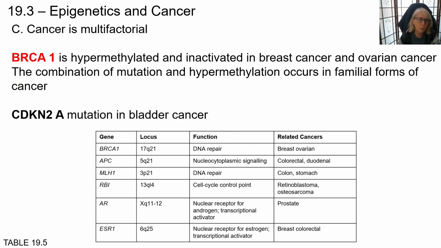The BRCA1, the breast cancer 1 gene, is hypermethylated. It is a gene that is supposed to be a tumor suppressor. If it's hypermethylated, that means it's inactivated, and it leads to the development of breast cancer, ovarian cancer, and other soft tissue cancers. So the combination of mutation, what it's talking about here, is that you inherit one good BRCA gene.